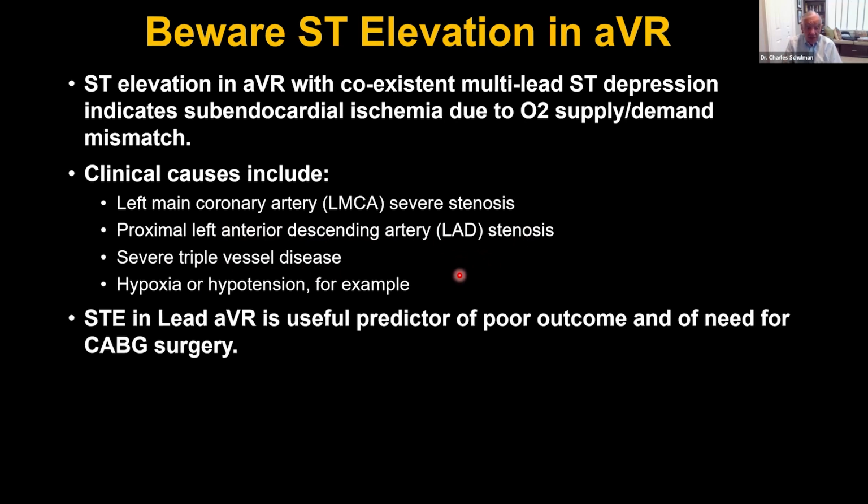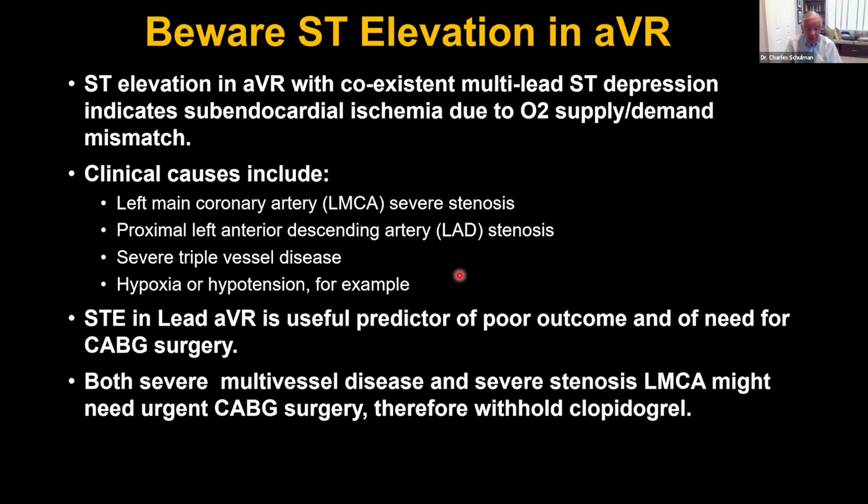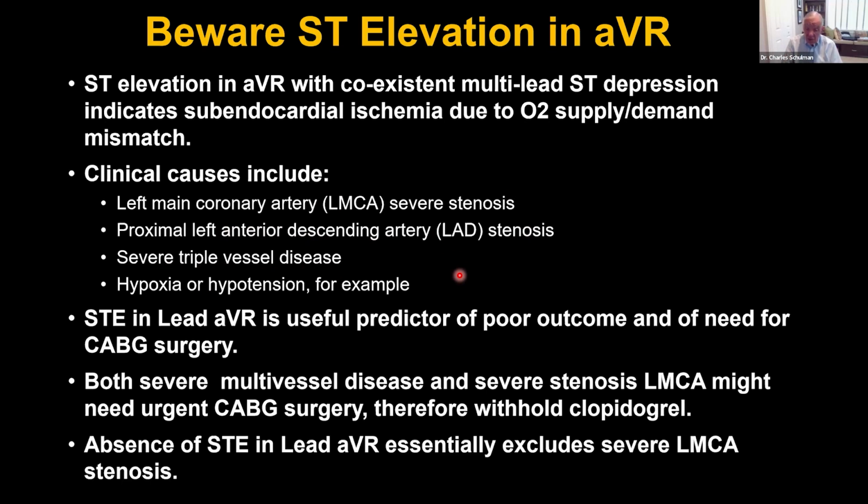ST elevation in lead AVR is a useful predictor of poor outcome and of the need for CABG. Both severe multi-vessel disease and severe stenosis of the left main might require urgent CABG surgery, therefore withhold clopidogrel. And the absence of ST elevation in lead AVR essentially excludes severe left main stenosis.